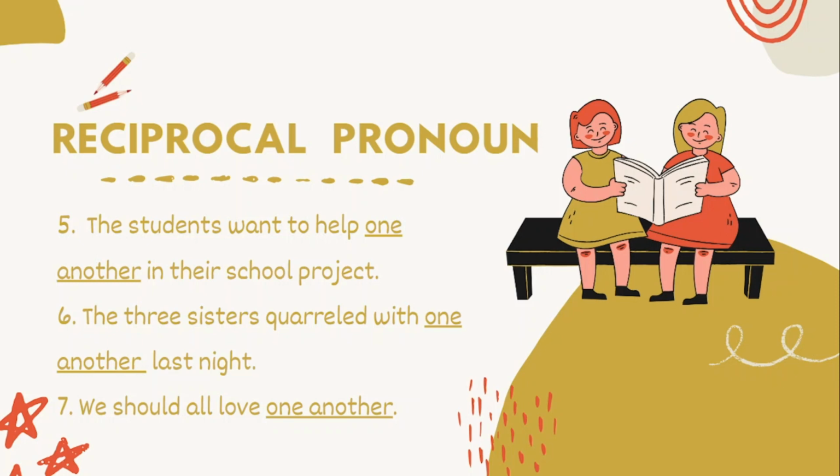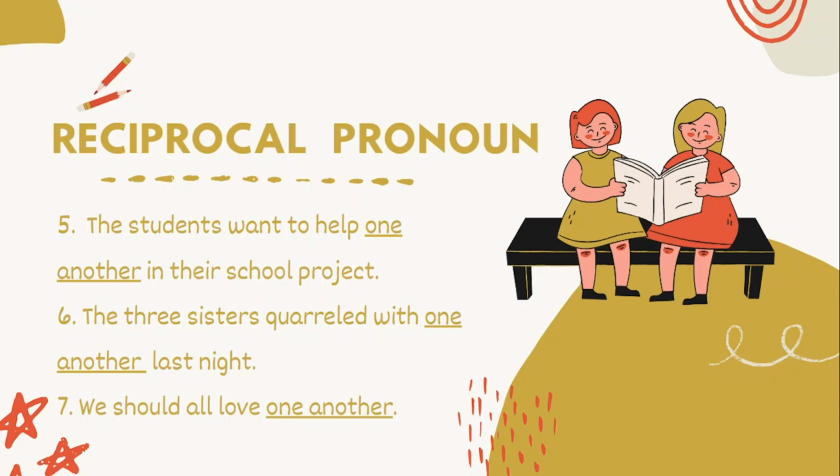Before I explain the meaning of this sentence, first ask me one question. How many students are there in this sentence? Students means how many? More than two persons. How do you know? The word one another is used in the case of more than two persons. Based on this point, I can say that there are more than two students. Now, let us see the meaning of this sentence.